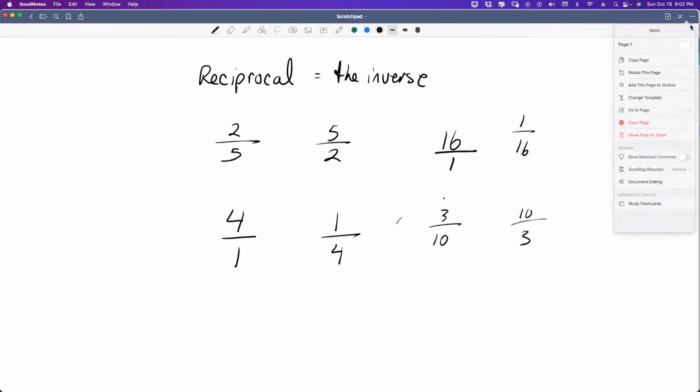All right, let me clear the page, and we're going to talk about the multiplication and division rule for equations. Okay, so whenever we have any kind of equation, let's say we have 4 times x is equal to 16, okay?